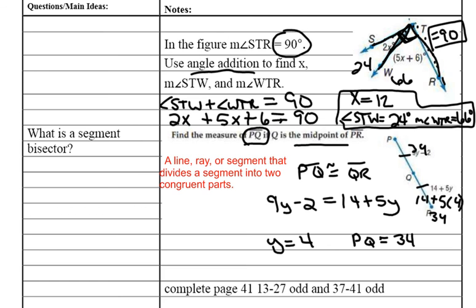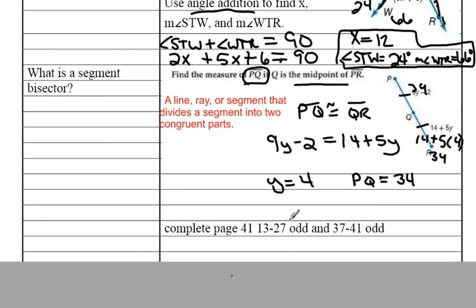Okay, now you can move on to your homework, where page 41, 13 through 27 odd, and 37 through 41 odd.